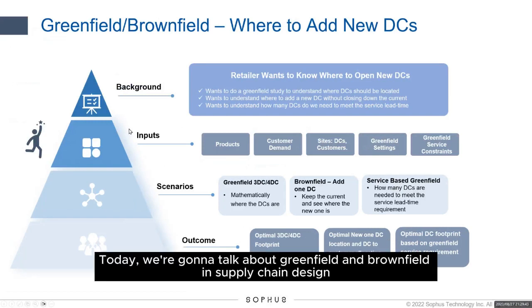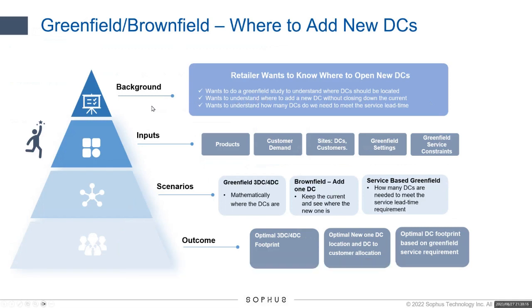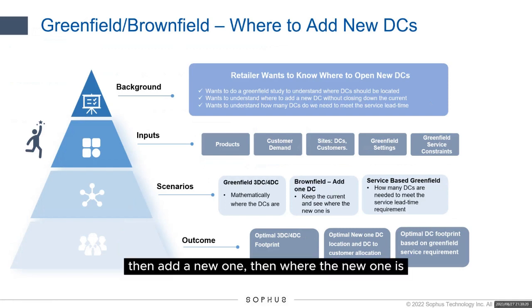Today, we're gonna talk about greenfield and brownfield in supply chain design. The background of the business problem is that a retailer wants to understand where to open new DCs. So firstly, you want to run a greenfield to understand where DCs should be located without considering your current DC location. Secondly, you may also want to consider if we keep the current DCs, then add a new one, where the new one is.